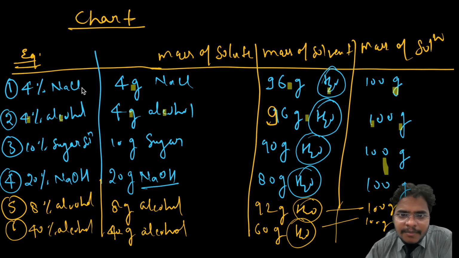In the first example, 4% NaCl by mass means the 4 gram NaCl dissolved in 96 gram of water. 4% alcohol means the 4 gram alcohol dissolved in 96 gram of water. 10% sugar solution means 10 gram of sugar dissolved in 90 gram of water. And 20% NaOH solution by mass means the 20 gram NaOH dissolved in 80 gram of water. 8% alcohol solution means the 8 gram of alcohol dissolved in 92 gram of water. 40% alcohol means 40 gram of alcohol dissolved in 60 gram of water.